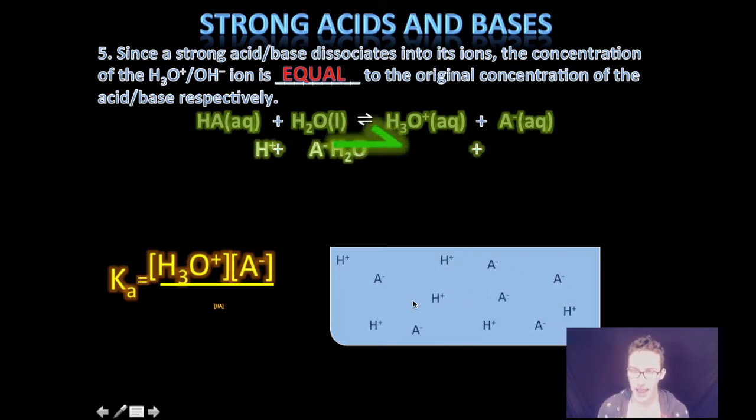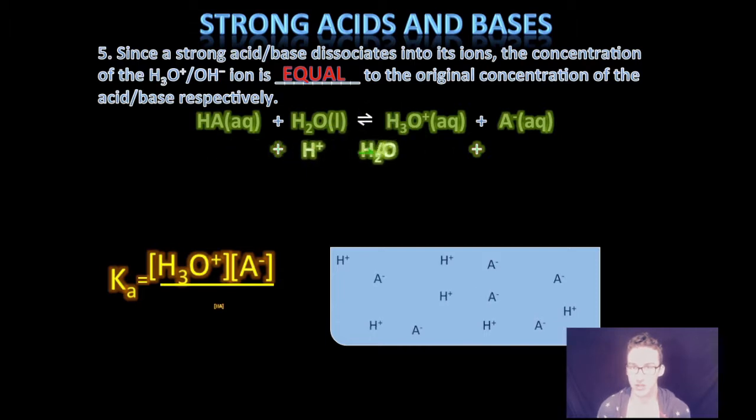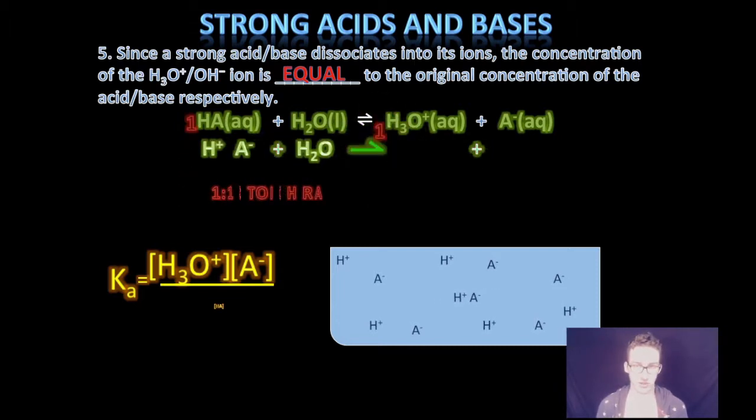And so however many original HA molecules you walked in with, it's going to be the same number of H ions that will be in solution. So whatever your concentration of the acid molecule is to start with, it's going to be the same as the concentration of your hydronium ions once you've reached equilibrium. And this is true of any strong acid or strong base because we have complete dissociation. That 1-to-1 stoichiometry ratio is all we need to recognize and understand.